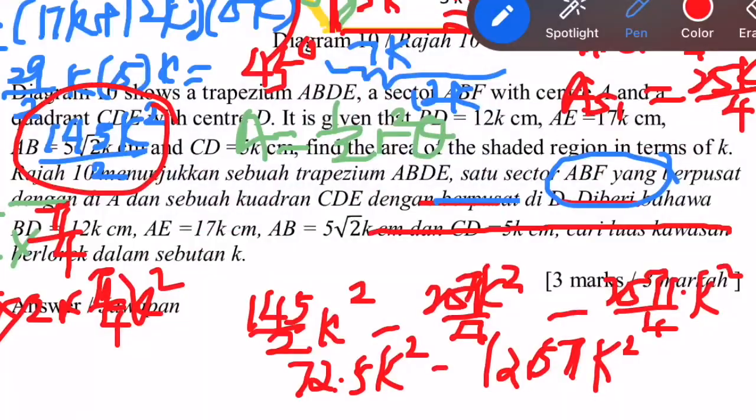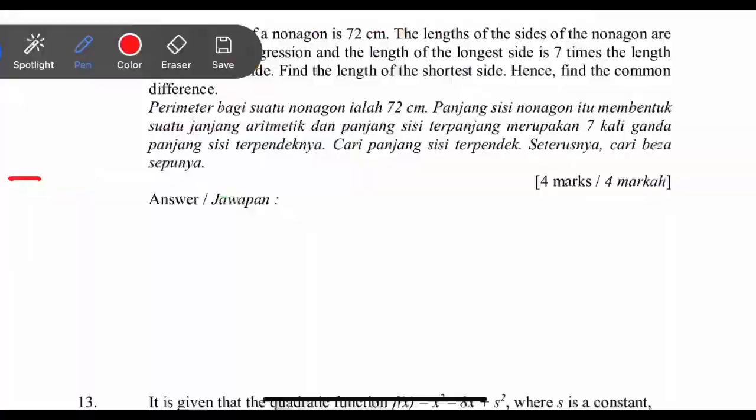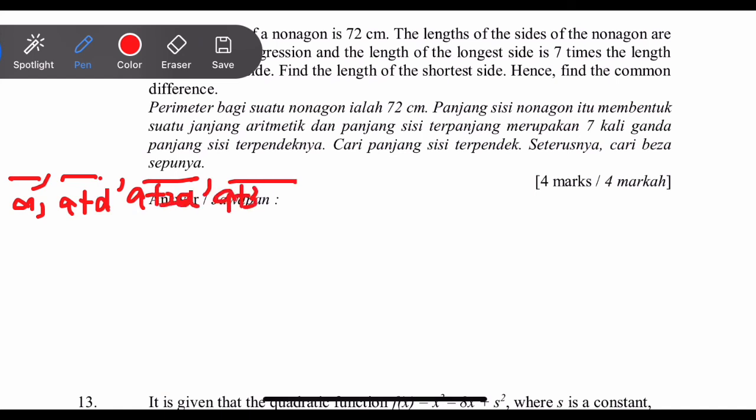Alright, so let's proceed to the next question. This question is a hot question because it actually tests you on what a nonagon is. Nona means 9 sides, alright? We have hexagon is 6, hepta is 7, okay? And then octa is 8, nona is 9.